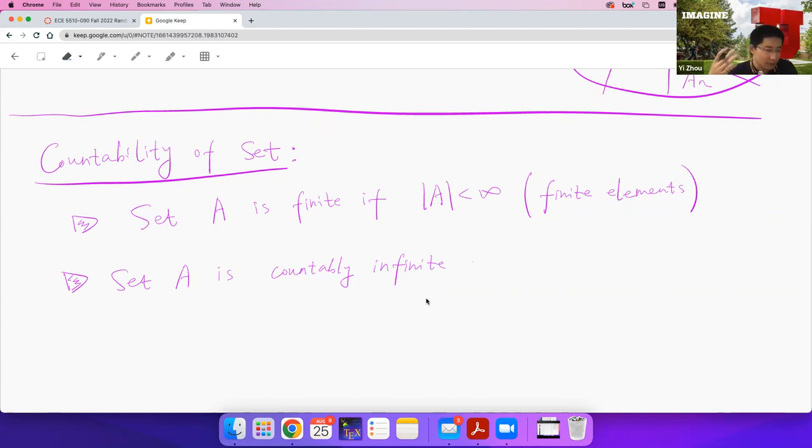Now, how do we define this countability? We call this set countably infinite if the elements of A can be put into a 1-to-1 correspondence with natural numbers.